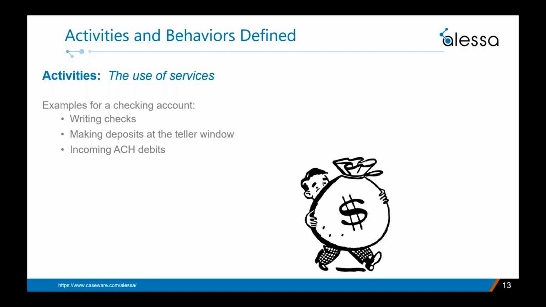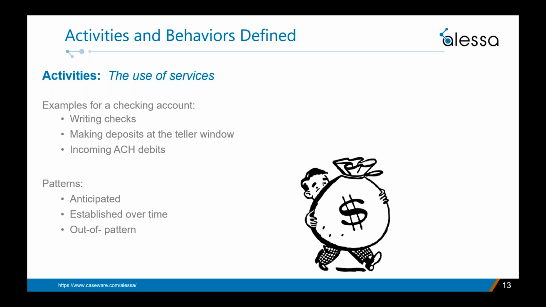But for example, a customer with a checking account may write checks, make deposits, and say receive incoming ACH debits. All of these are activities, and activities occur in patterns in terms of transaction types, amounts, timing, and so forth. When a customer opens a new account, the bank should establish what that customer's anticipated transaction activities on the account will be. And then over time, most customers fall into a relatively steady pattern of activity.